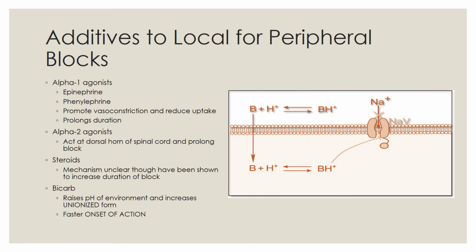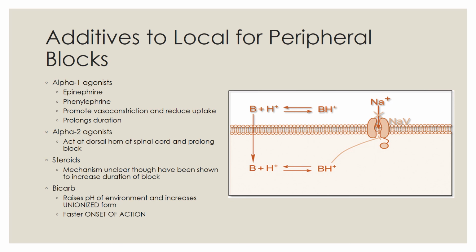Alpha-2 agonists tend to work at the dorsal horn of the spinal cord. These are clonidine and Precedex. Clonidine is often added to block solutions. These act at the dorsal horn of the spinal cord and prolong blocks. Steroids have been described to add to block solution. This mechanism is a little bit unclear, but they've also been shown to increase the duration of the block.